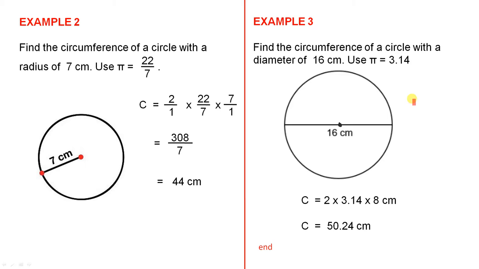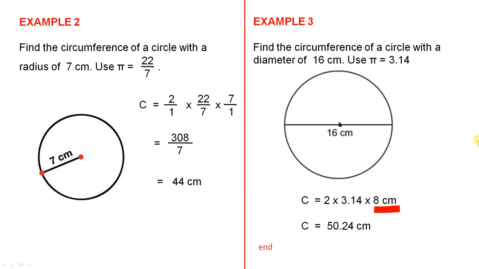Example 3. Find the circumference of a circle with a diameter of 16 centimeters. Note, we have been given the diameter here, not the radius. But we saw earlier that the diameter is twice the radius, so when we use the formula, we make sure that we use r, which is half of 16. 2 times pi times r, so r is 8. So there's the formula for the circumference, 2 times 3.14 times 8. When we work that out, we get 50.24 centimeters.